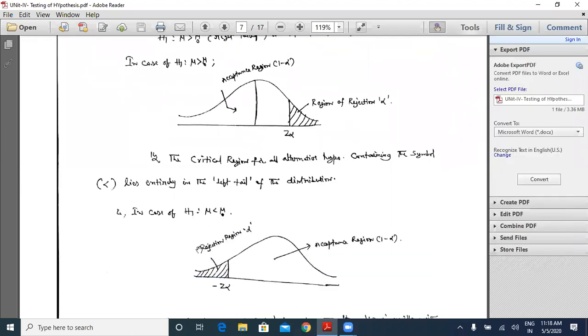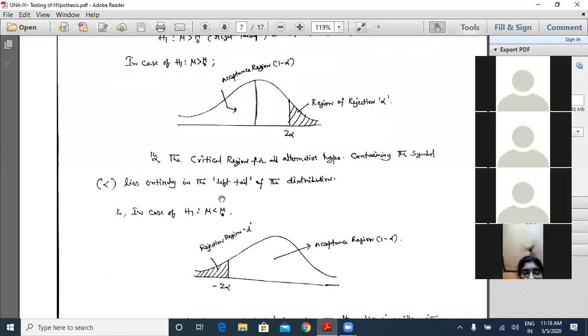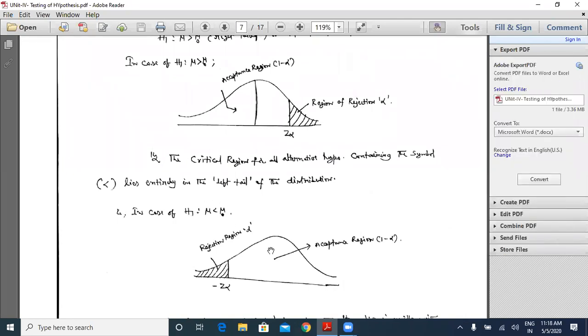Similarly, if H naught is mu equal to mu naught and H1 is mu less than mu naught, then the critical region will be the left tail, on the left side of the curve. So here minus z alpha, we have to take this. So these two come together and are called single tail test. So if you observe in H1 the symbol greater than or less than, we can say that they are single tail tests.